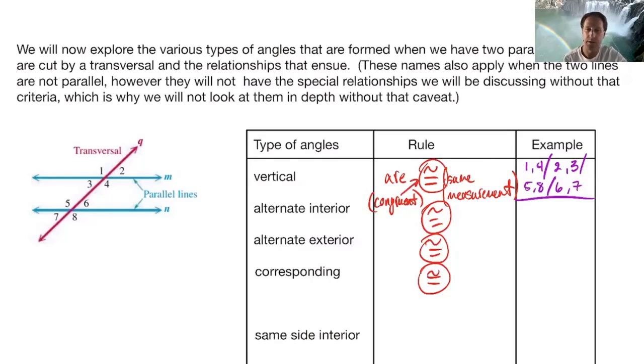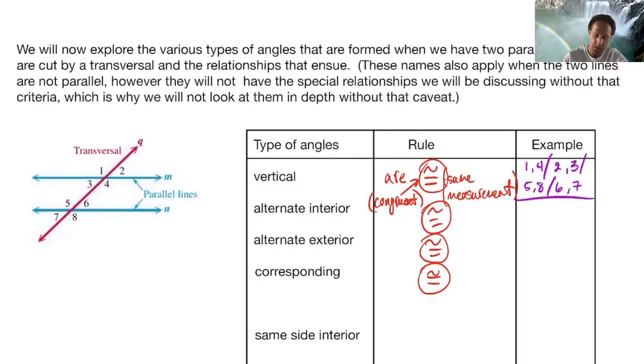Alternate interior, 2 different words there talking about the 2 different types of lines, the parallel lines and the transversal. So interior, meaning inside of the parallel lines. So in here, talking about angles 3, 4, 5, and 6 are what are called interior angles. Exterior would be on the outside of those parallel lines. So angles 1 and 2, 7 and 8. By alternate, we mean alternating sides of our transversal.